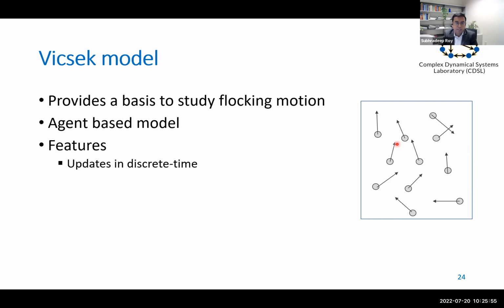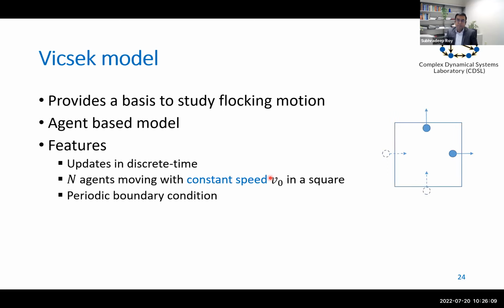There are a few assumptions. For example, let's say we have N agents that we would like to simulate. We're going to assume that they have constant speed denoted as V naught. The second assumption is the periodic boundary condition. What it means is that, if a particle leaves through one edge of the square arena, it's going to re-enter through the other edge so that we do not lose the particles from the simulation, as well as to eliminate the effect of any boundaries in the simulation. So it's as if the particles are moving on a torus.